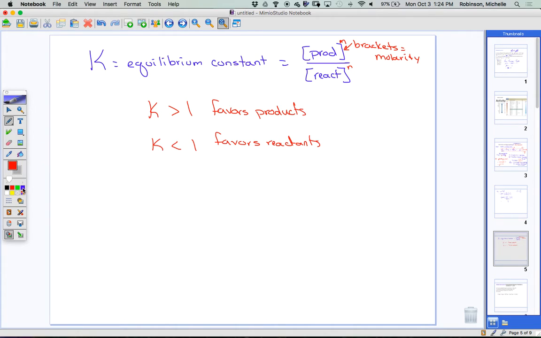All right, so there's a relationship between delta G and K. So delta G equals negative RT ln K.